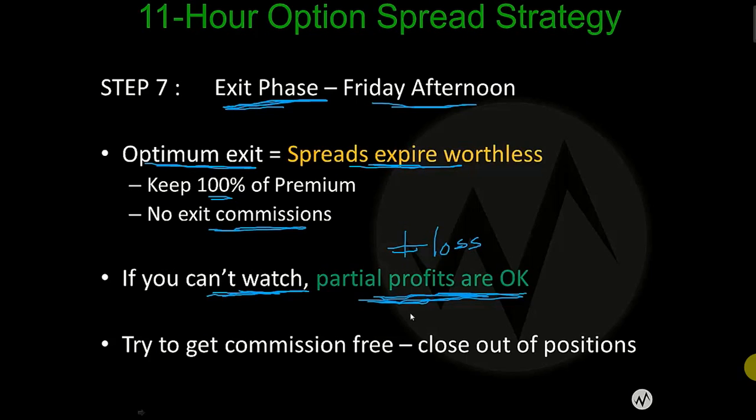Now, Thinkorswim has a commission-free exit, lets you close out of the positions. If it's like a nickel or something like that, you can close it out. You don't have to pay commissions. Commissions are expensive. Okay. That's why the optimum exit is letting it expire worthless.